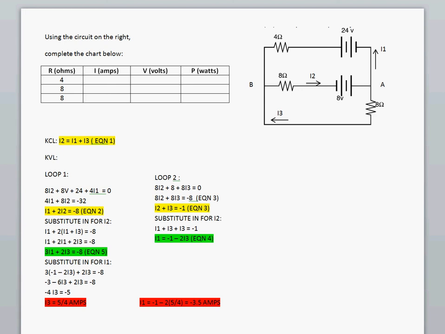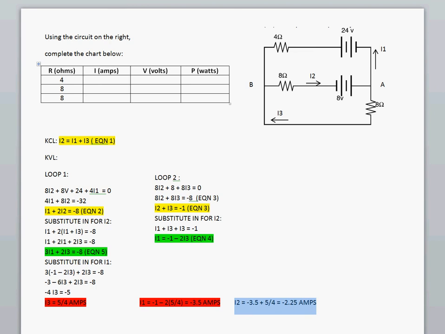And that just leaves me I2 to solve for. And I can use my very first equation, equation 1, to solve for I2. So now I have I3 and I1, and I can substitute those into equation 1, or equation 2, or equation 3. It doesn't really matter, but I'm just going to use equation 1. So I have I2 equals negative 3.5 plus 5/4. And so I2 should give me negative 2.25 amps. So now I have all three of my currents.